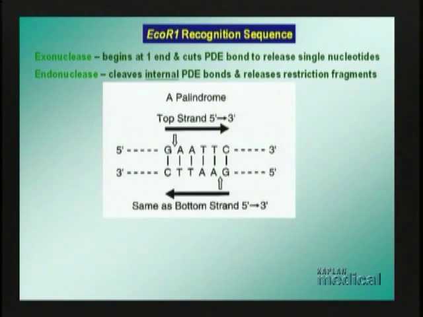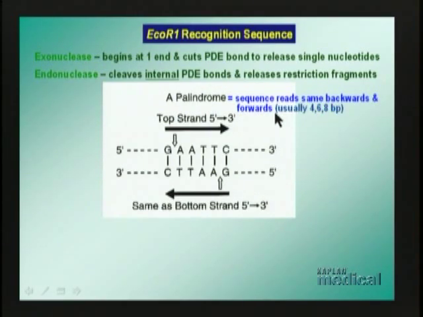Now what is a palindrome? A palindrome is a DNA sequence which reads the same backwards and forwards. Generally, palindromes are 4 or 6 or 8 base pairs in length. There are exceptions to that, but on the USMLEs, it'll be an even number, either 4, 6, or 8 base pairs in length. Now, shown on this figure is an example of a palindrome.